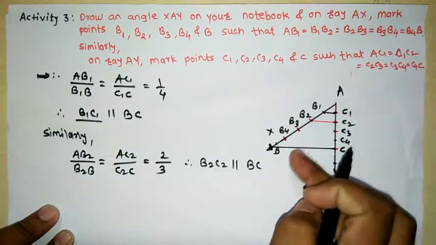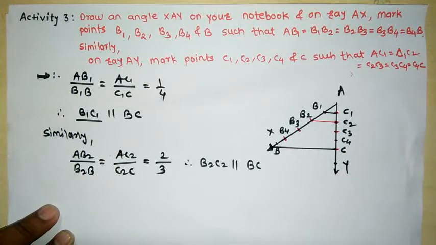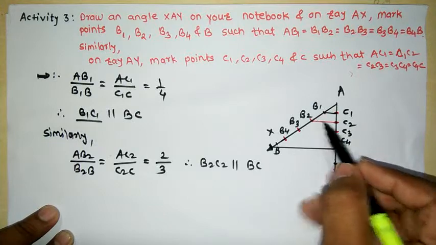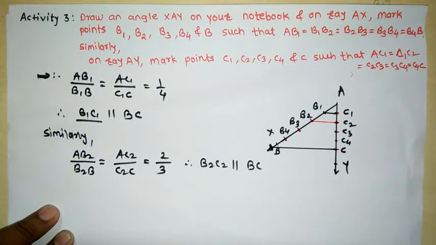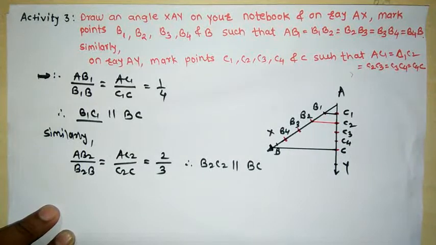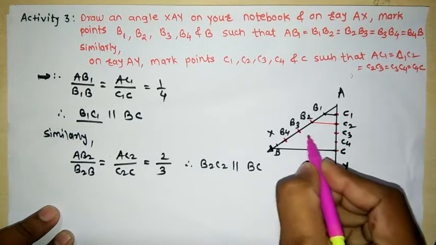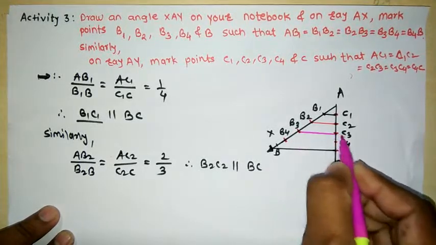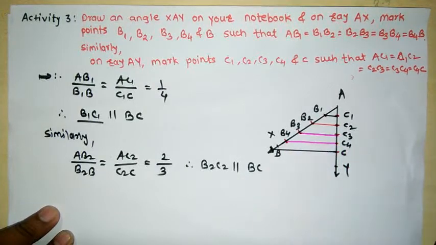You can check the corresponding angles of these two lines, and by that you will know that these two angles are equal and these two angles are equal. Then you can say that if the corresponding angles are equal, then these two lines are parallel. You can cross check it. And similarly, you can also join the remaining points also, that is B3 C3, B4 C4 also you can join.